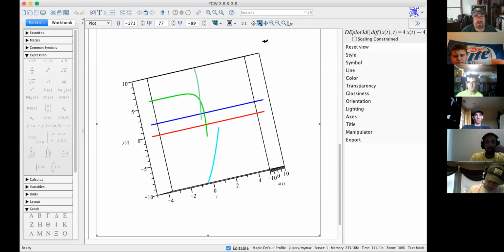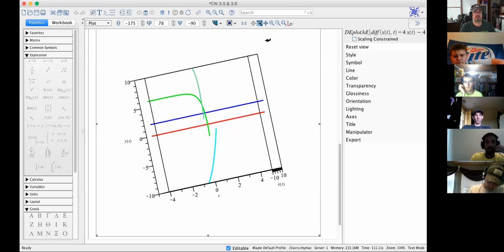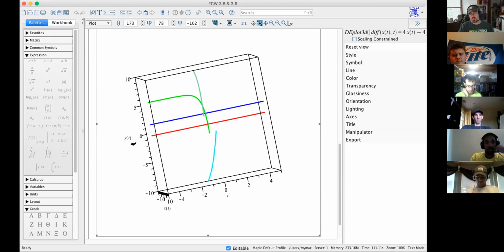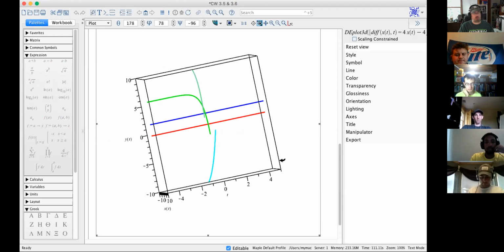So what we can see with the 3D plot is that things can move in time even if the dependent variables don't change at all. Along that straight line solution of over 1, up 1, any point that's on the line y equals x doesn't move at all.